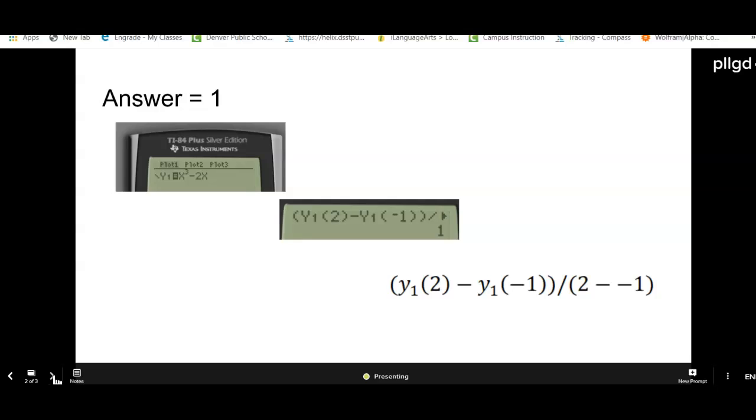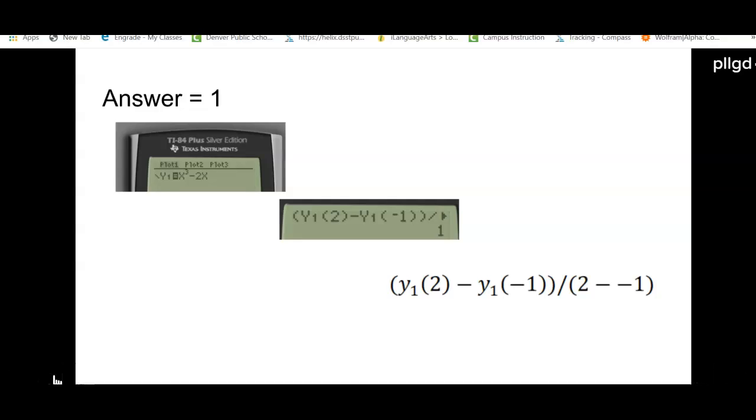And so the next slide shows the keystrokes of what I did. I plugged in my equation into y1, and then I did y1 at 2 minus y1 at negative 1, all over b minus a, or 2 minus a negative 1. And when you do all that, 1 should be your answer.